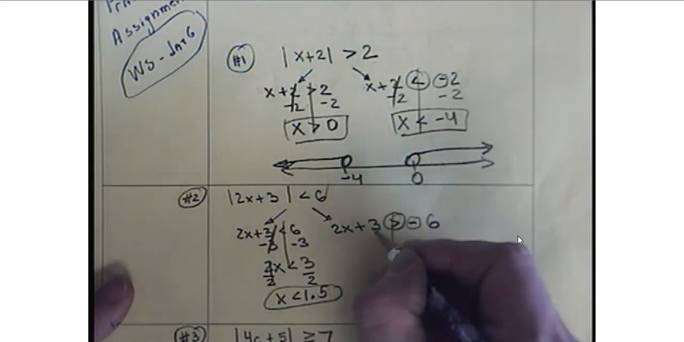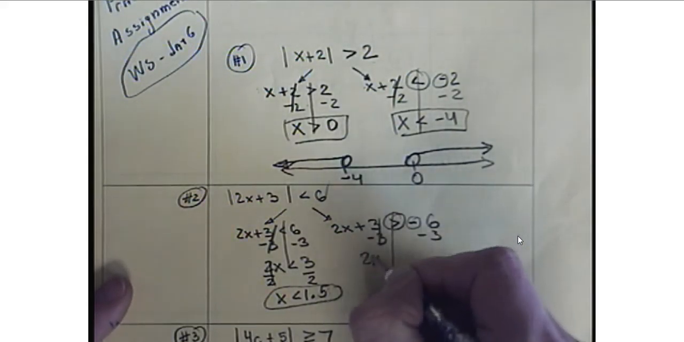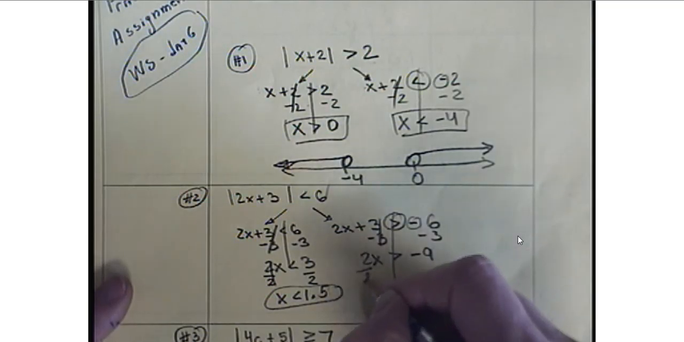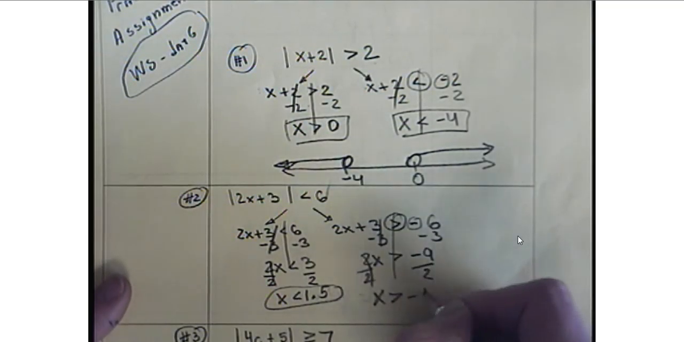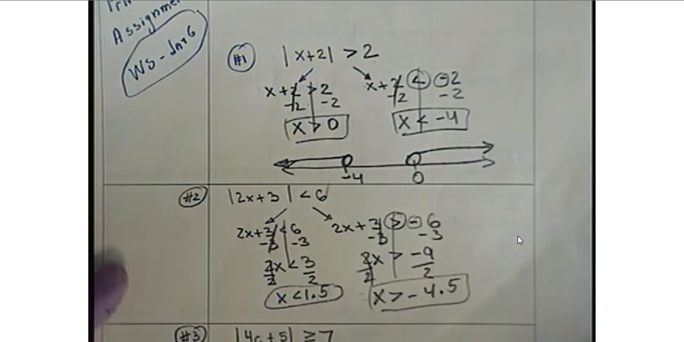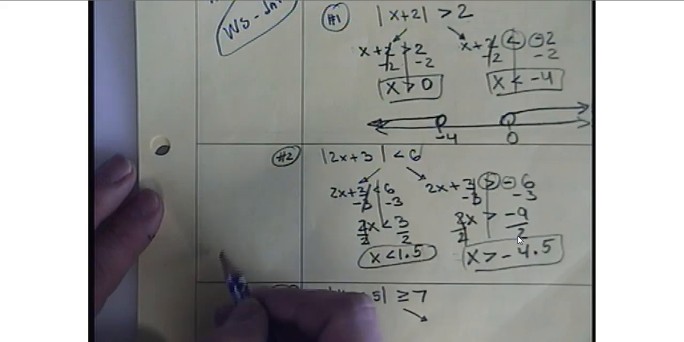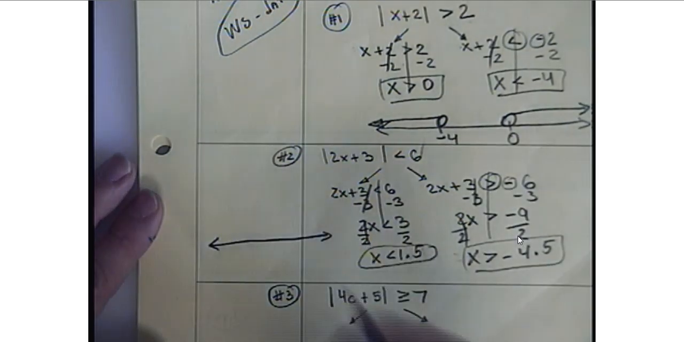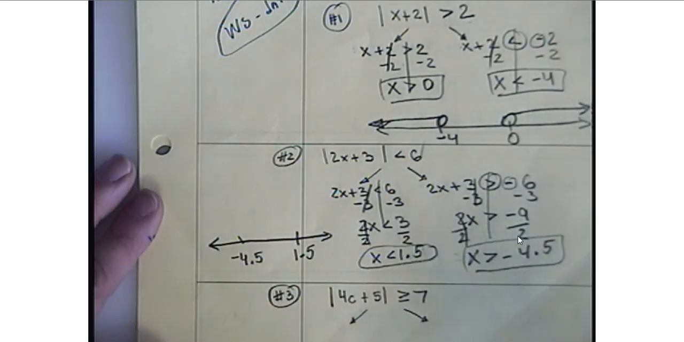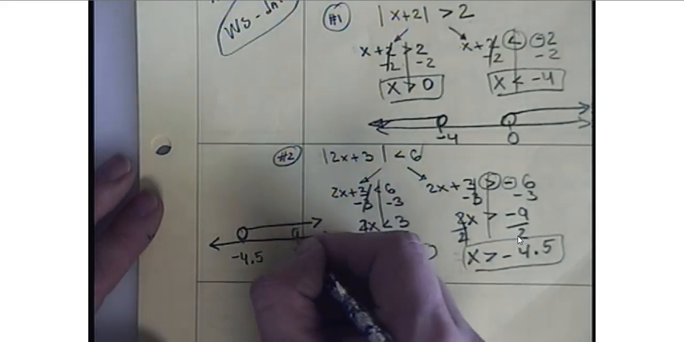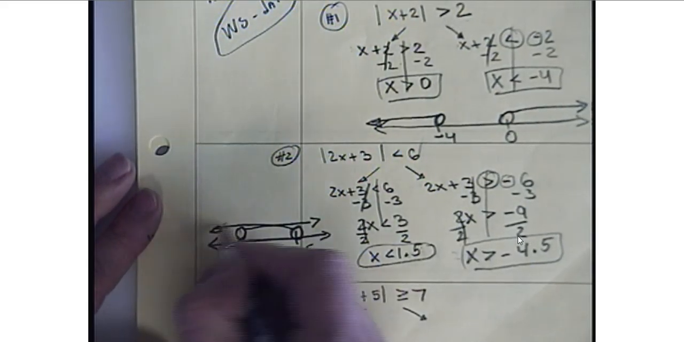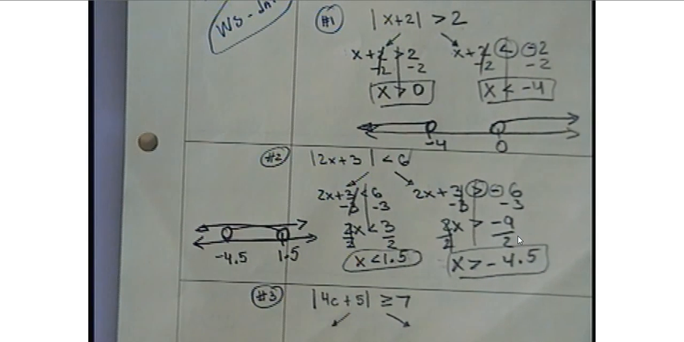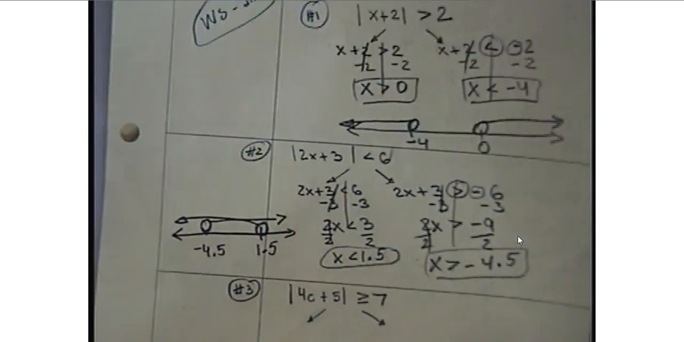And then we have minus 3 here. 2x will be greater than negative 9 divided by 2. So x is greater than negative 4.5. Second value. And I'm gonna just draw the graph over here. And I will put negative 4.5 over here and positive 1.5 over here. For negative 4.5, we have an open circle. X is greater than, it goes in this direction. X less than 1.5 is another open circle, and it goes in this direction. So that will be the solution of the graph for this absolute value work.